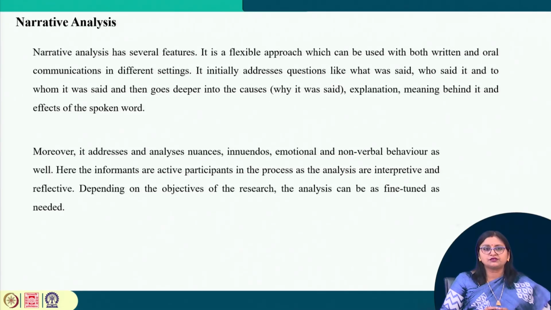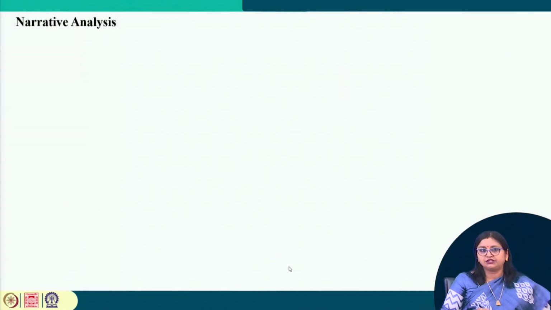Here the informants are active participants in the process, as the analysis is interpretive and reflective. So, the participants or informants are actively participating in the narrative analysis because they are narrating what they have seen, what they have experienced. Depending on the objectives of the research, the analysis can be fine tuned as needed.